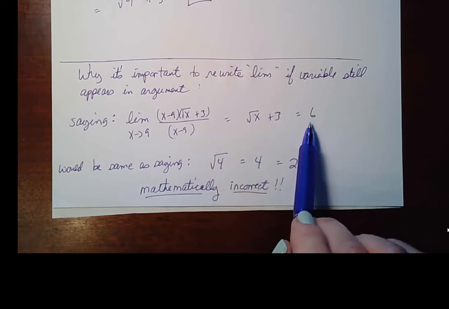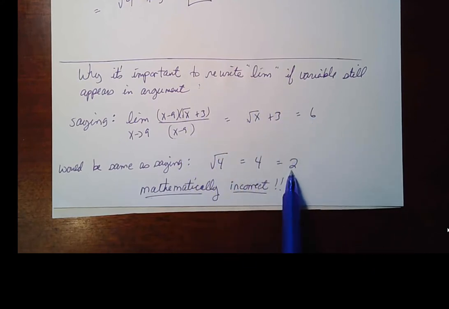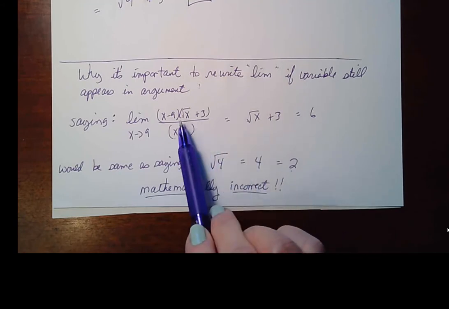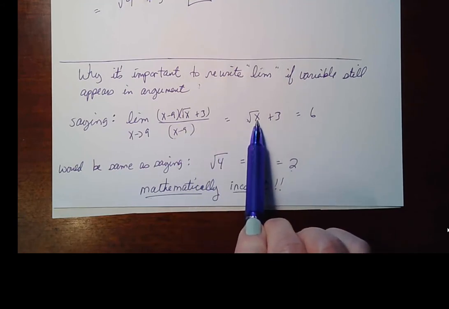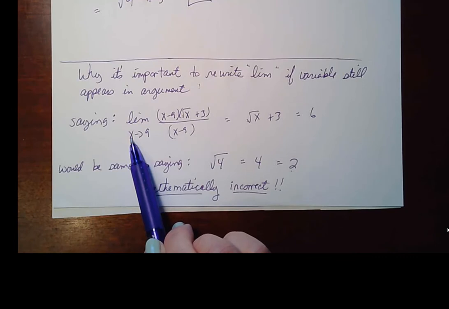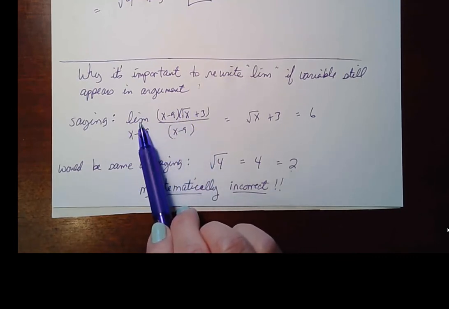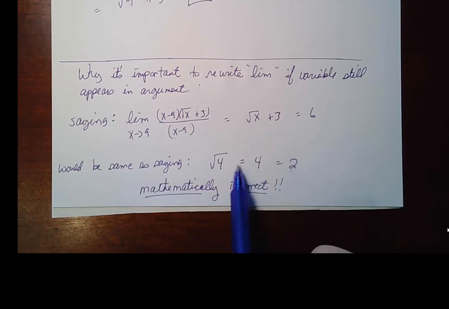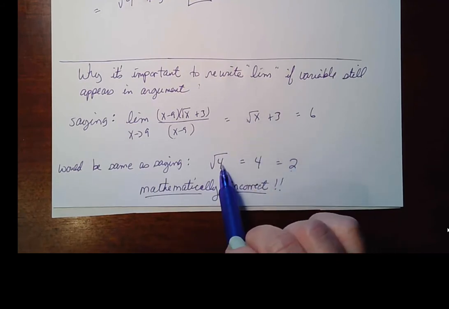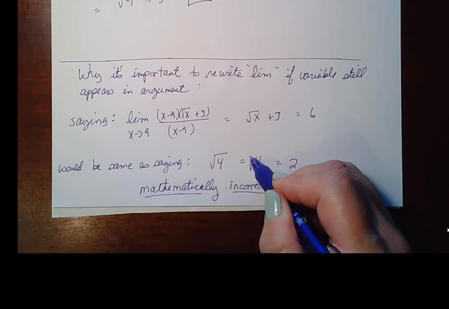Okay, it does equal this. I could say square root of 4 equals 2, sure. But while that x still appears, whatever that variable is, it could be an x, it could be an h, an i, whatever it is, if that still appears here, then you haven't done the operation and you need to rewrite it.